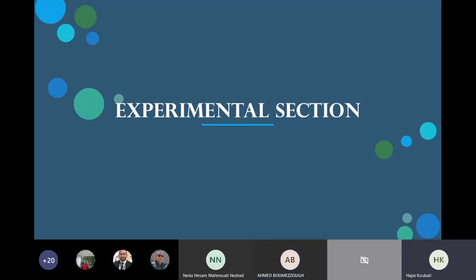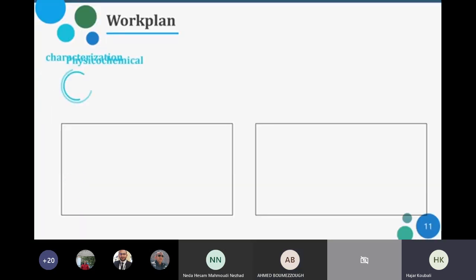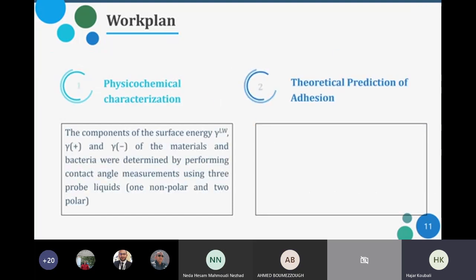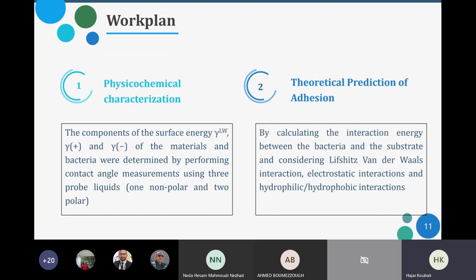Experimental section, divided into two parts. The first one, physicochemical characterization. The components of the surface of the materials and the bacteria were determined by performing contact angle measurements using three probe liquids, one non-polar and two polar. The second part is the theoretical prediction of adhesion, by calculating the interaction energy between the bacteria and the substrate, considering the Lifshitz-van der Waals interaction, electrostatic interaction and hydrophilic-hydrophobic interaction.